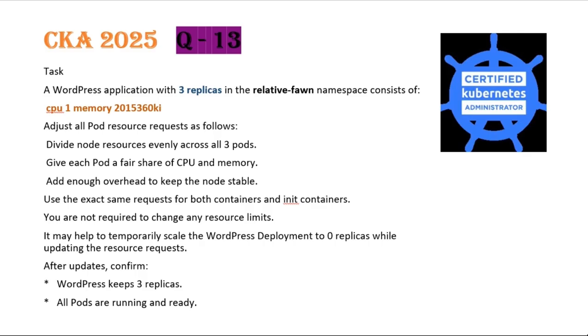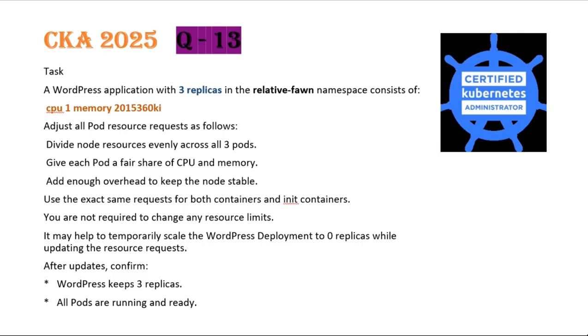And also consider, while allocating these resources, we need to consider overhead to keep the node stable. And both containers should use the same request. That is the WordPress application container and any init containers if it is having. So both need to have the same resource request of CPU and memory. So apart from that, we don't want to change any other resource limits.